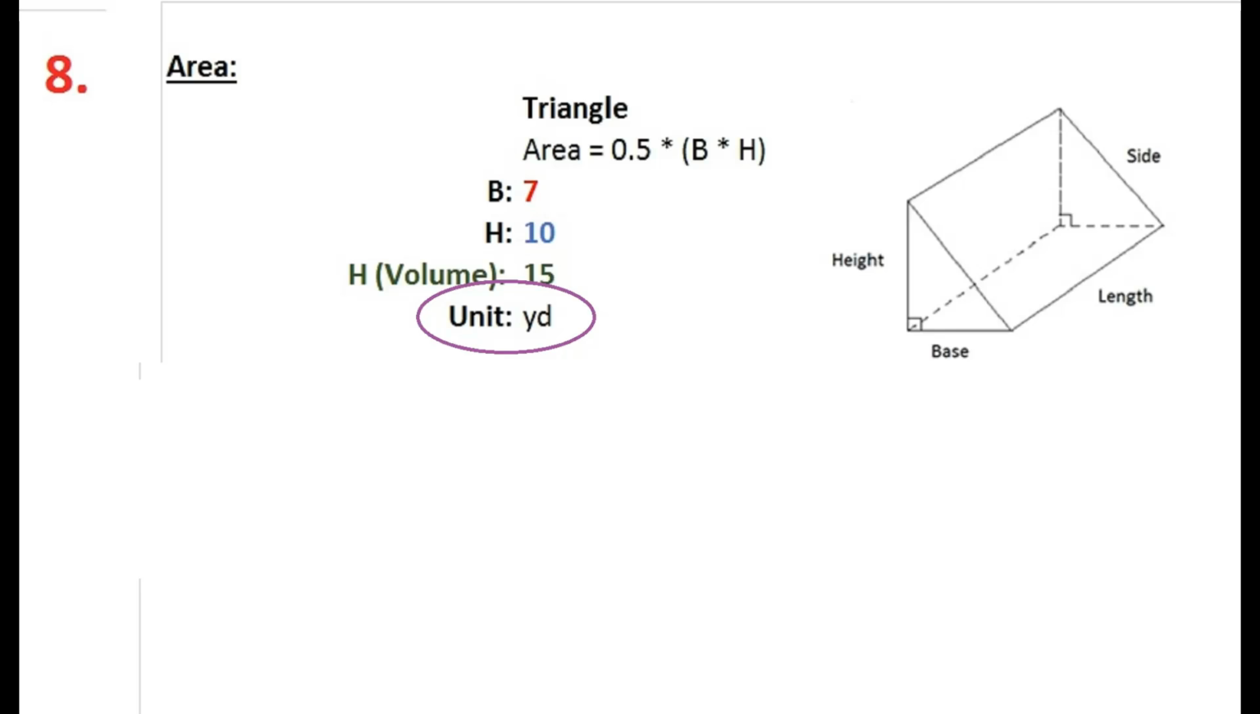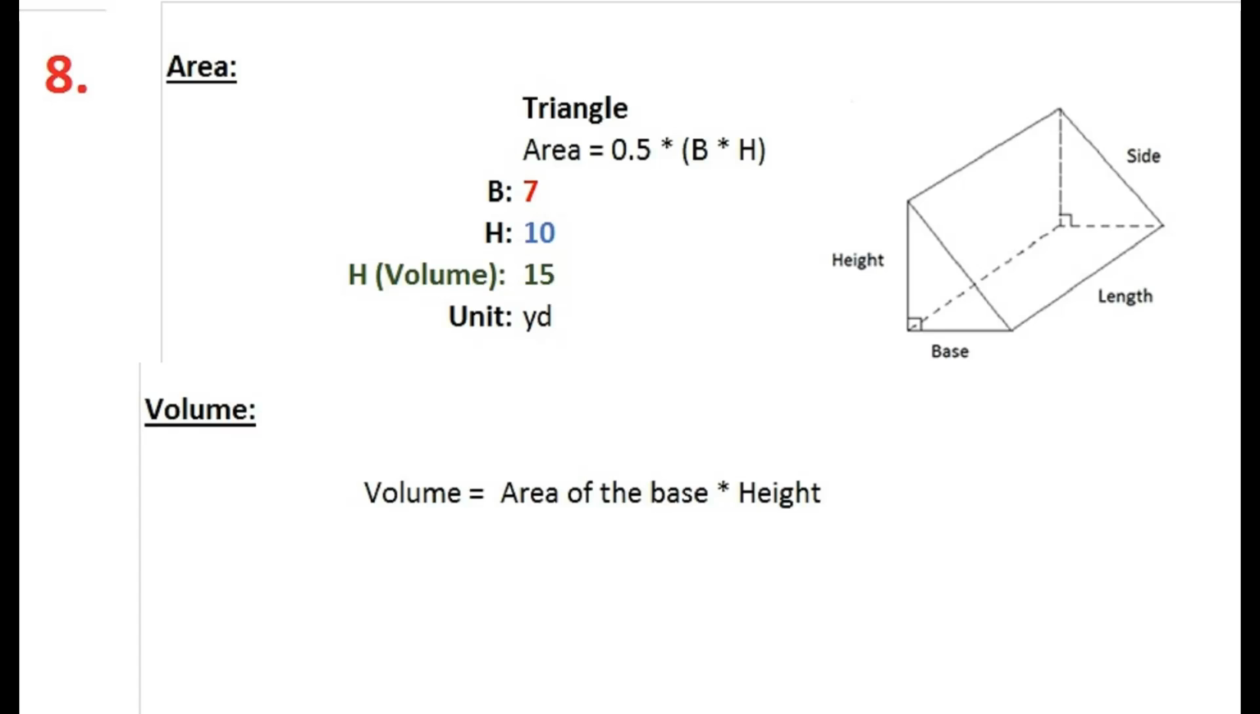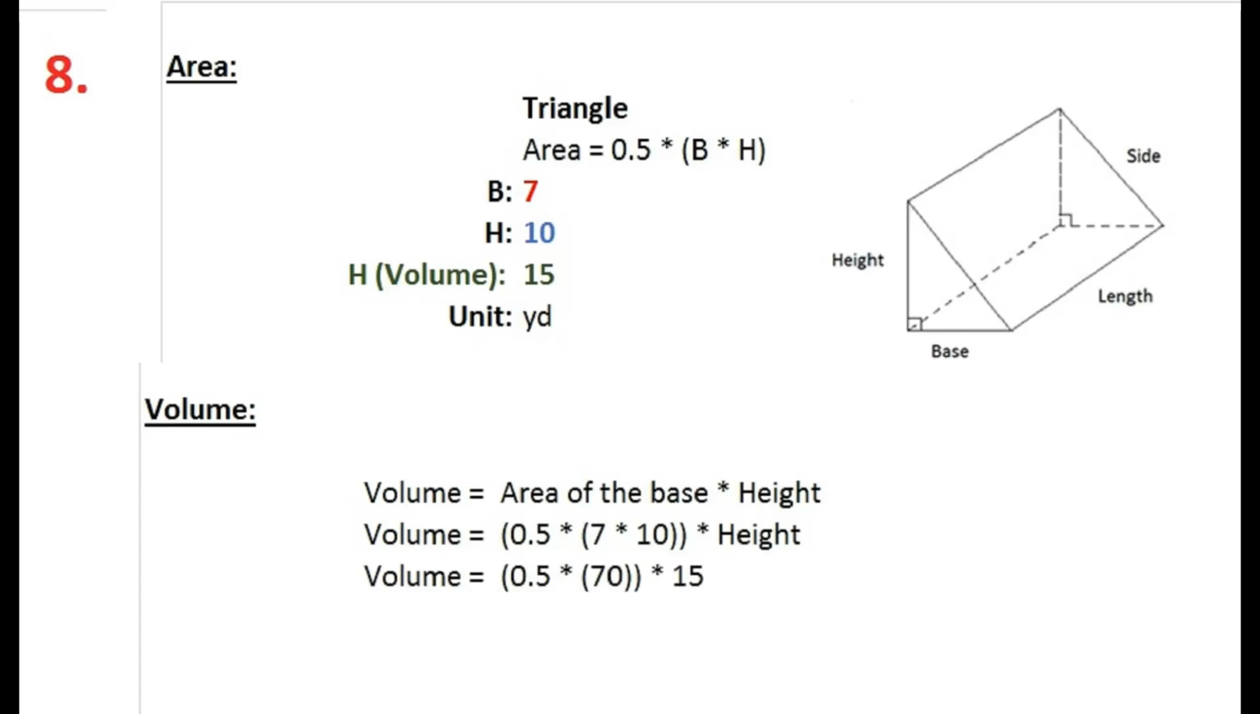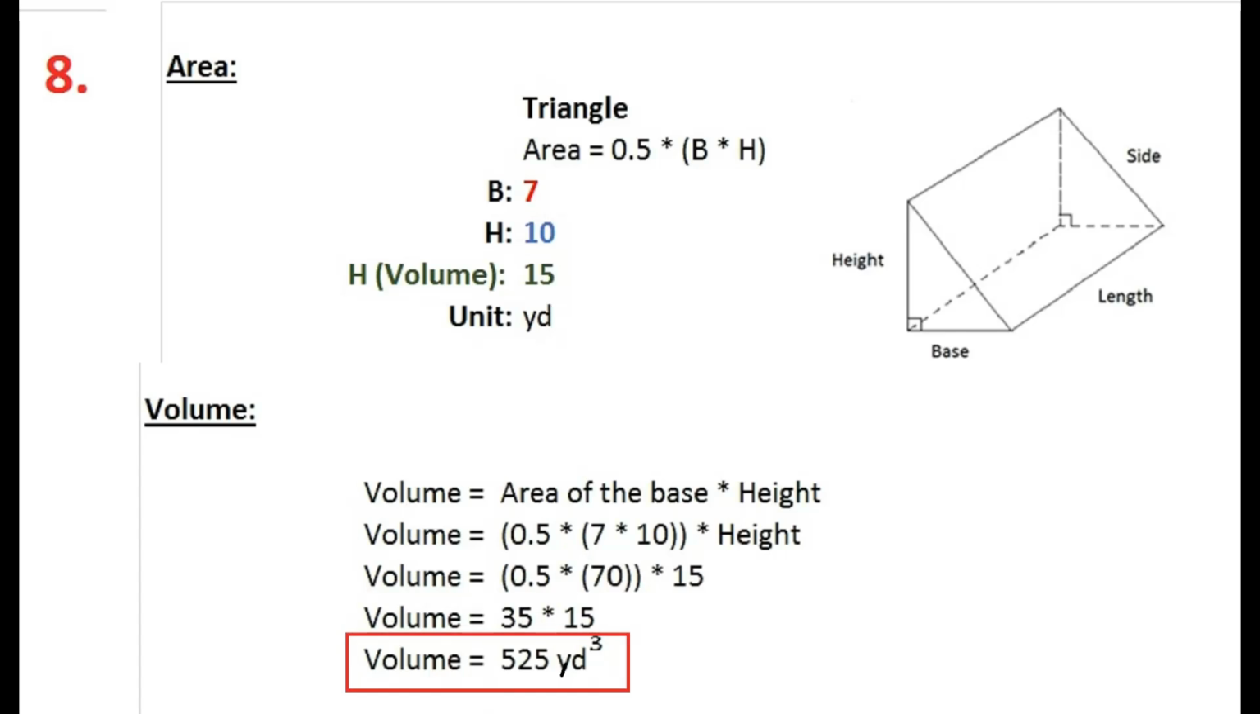And the units are yards. So let's go ahead and fill in the blanks. So it's the area of our base times the height. 0.5 times 7 times 10 times height. 0.5 times 70 times 15. Then 35 times 15. And 525 yards cubed.